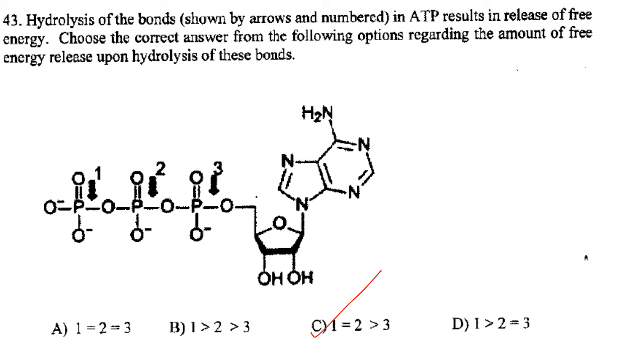Then hydrolysis of the bonds shown by arrows and numbered in ATP results in release of free energy. Choose the correct answer from the following options regarding the amount of free energy released by hydrolysis of these bonds. So if hydrolysis of 1 and 2 takes place, you will get 7.3 kilocalories of energy. So 1 is equal to 2, but for breaking the third bond, you require less energy. So 1 is equal to 2 greater than 3. The answer is option C.